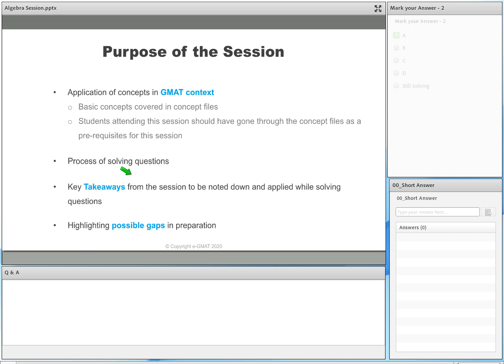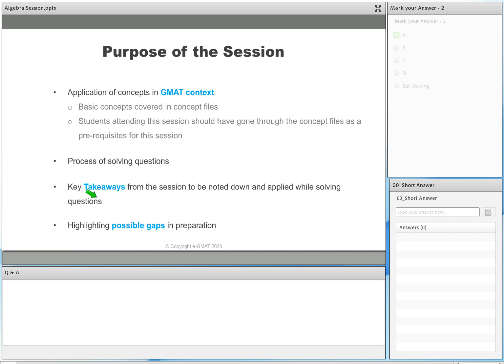You'll learn the exact process of solving questions, the main takeaways that you get from the session. Make sure you note them down. Now, the takeaways might not be exactly the same for everybody. There might be a person who, when I discuss a solution, finds out, oh my God, I made this mistake. Not everybody might have made that, but if you did make that mistake, then it's something that you should note down. It's something that you find out about yourself.